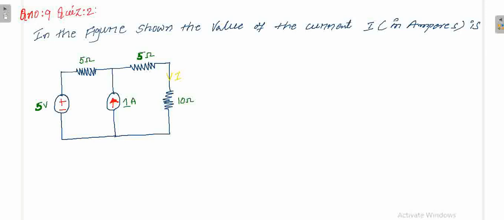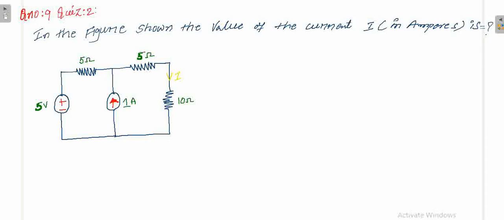In this question, in the figure shown, we have to find the value of current I in amperes. That is nothing but the current flowing through this branch. So let us do this problem in n number of ways.